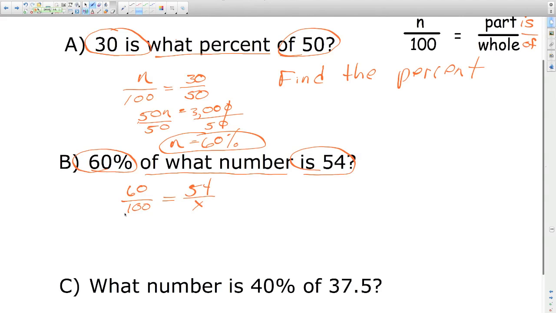x times 60 is 60x. 100 times 54 is 5,400. Divide each side by 60. x is equal to 90. So the whole in this case is 90. And we call that find the whole.